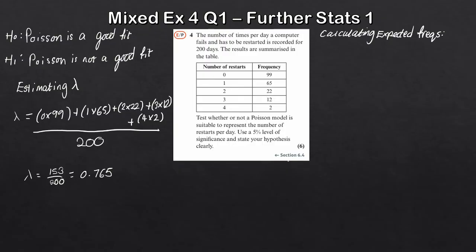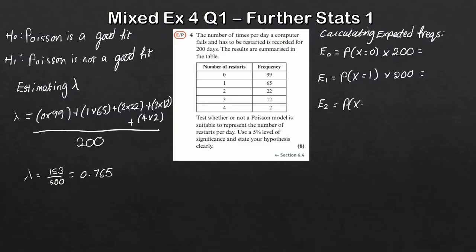Now we need to use the actual Poisson distribution. What we're looking for here is the expected at 0, 1, 2, 3. And when we get to 4, remember, it can actually be more than 4 restarts, so we're going to go greater than or equal to 4. So expected at 0 is going to be the probability that x is equal to 0 times 200, because we're looking at it over 200 days. Same again for E1: the probability that x is equal to 1 this time, again times 200. So this 200 is common across all of them.